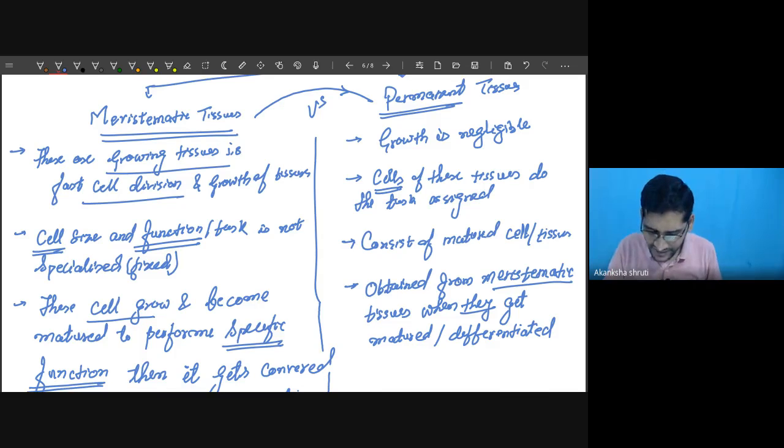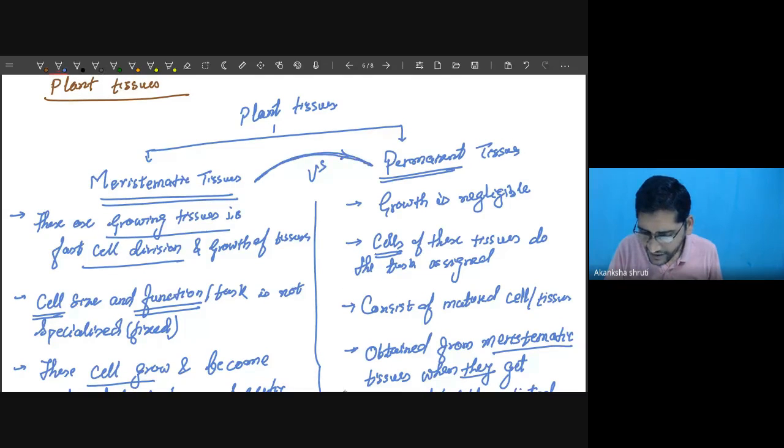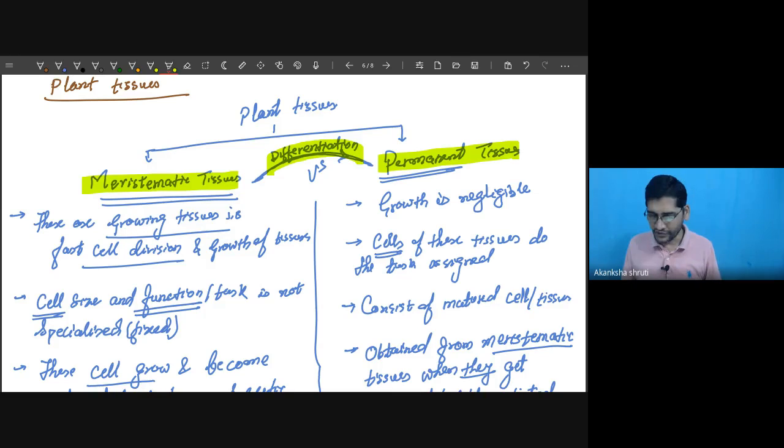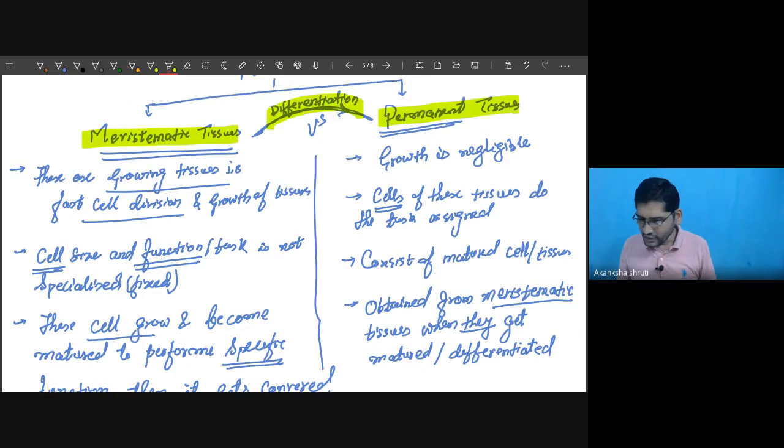So here, this conversion that we have written from this to this one, above this arrow, please write the process called, which process? Differentiation. So differentiation is a process by which the meristematic tissues get converted into the permanent tissues. Okay, students? Very important thing you have to keep in mind. Do not forget. From this you can understand meristematic tissues are growing tissues, permanent tissues are the fixed tissues.